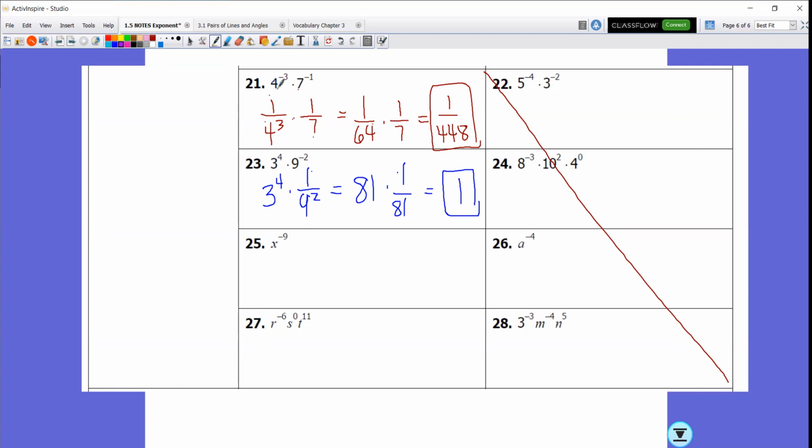I mean, look what we did in number 21. When we wrote 4 to the negative third power with a positive exponent, we simply wrote it as 1 over 4 to the positive 3 power. We're doing the same thing with 25, only now our base is an x.